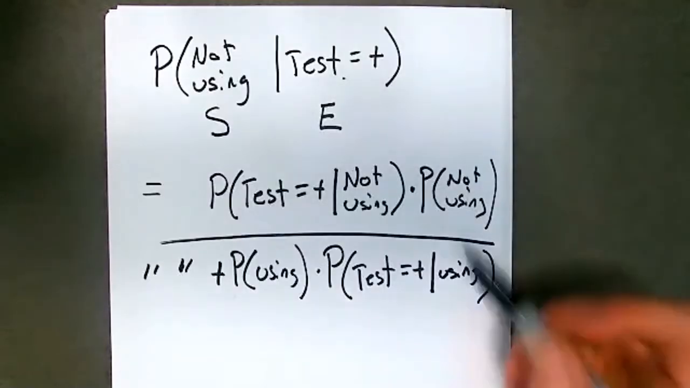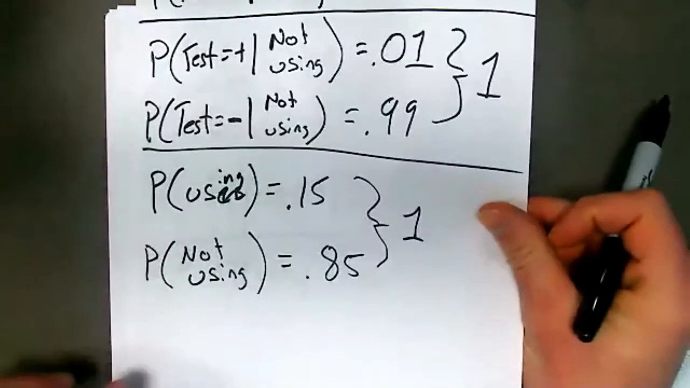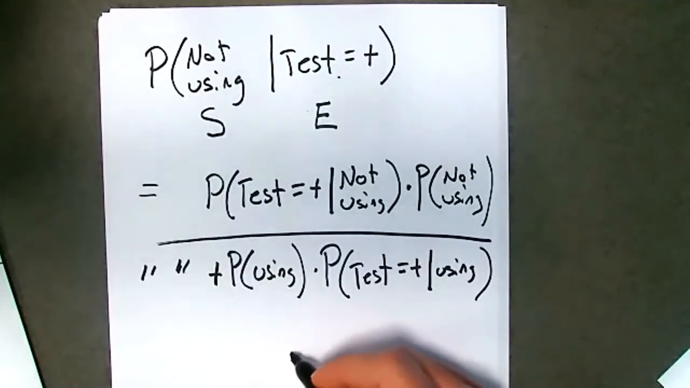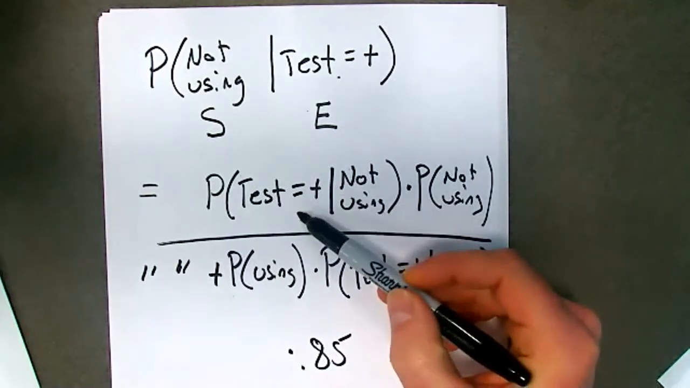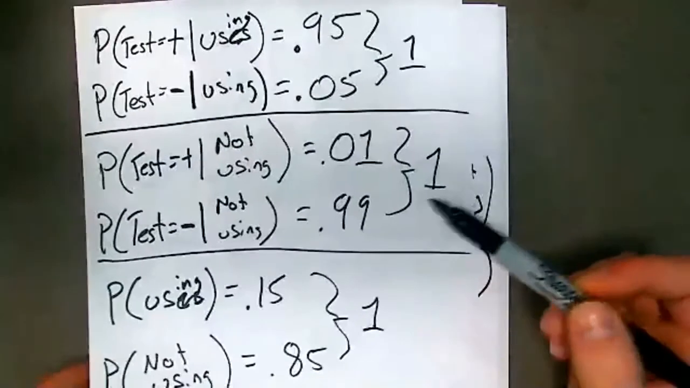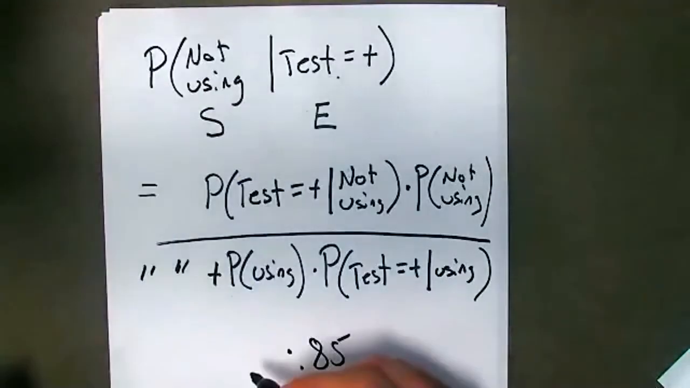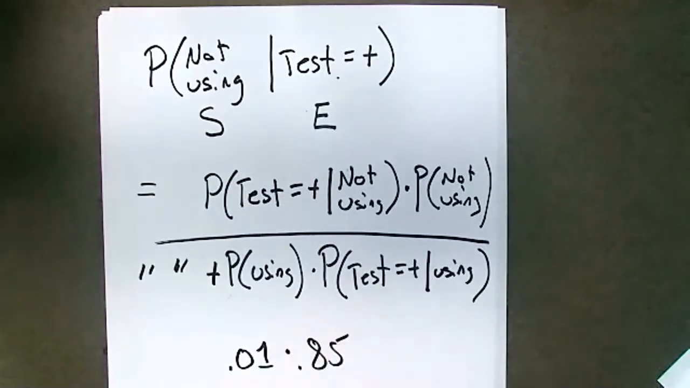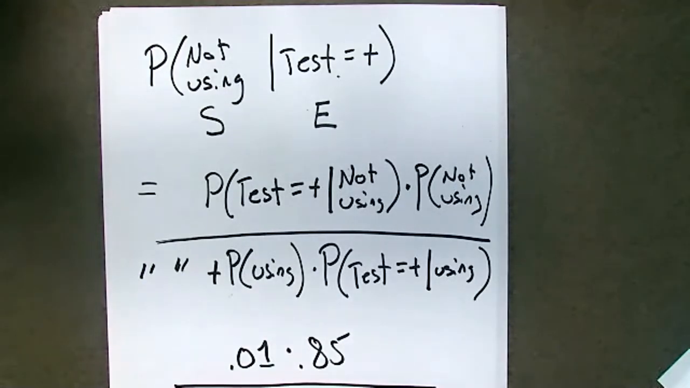So what's the probability that they're not using here? Well, we had that earlier, it was 0.85. Given that they're not using, what's the probability the test comes back positive? We are given that information. Given that they're not using, the probability the test comes back positive is 0.01. Now, the first part of that denominator is the same as the numerator, so I don't have to keep going back. It's going to be the exact same thing there.